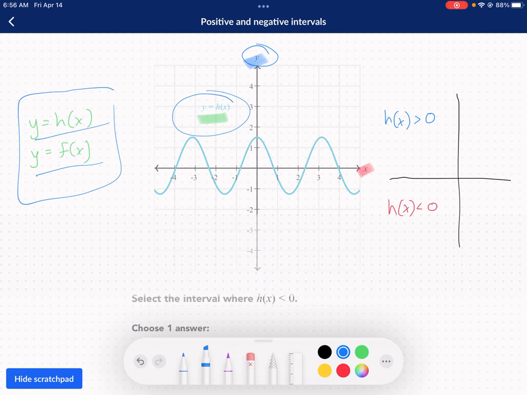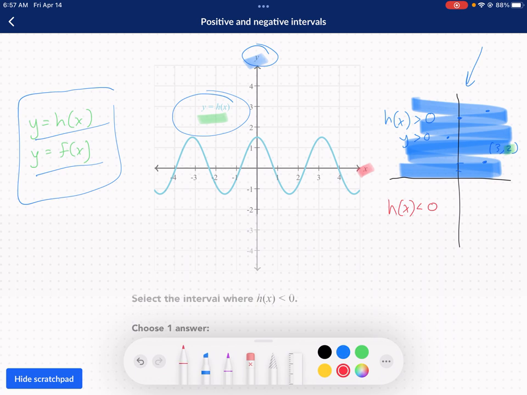Well, if we see that h of x is bigger than 0, what does that mean? That means all the places where y is bigger than 0. Where is y bigger than 0? Well, y is bigger than 0 when it's equal to like 1, 2. This coordinate right here could be like 3, 2. Guess what? Y is bigger than 0 right there. It's a positive number, so it's bigger than 0. It's bigger here and here and here. So anywhere above the x-axis in the positive y territory, that's where h of x is greater than 0.